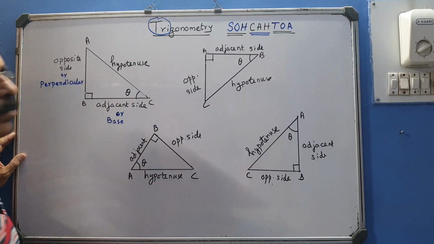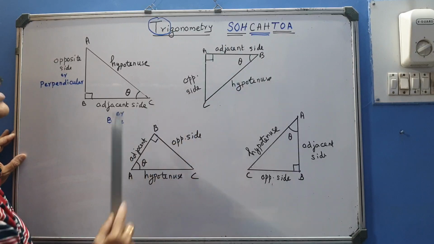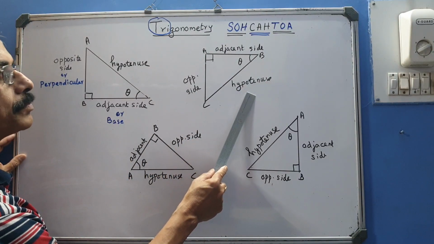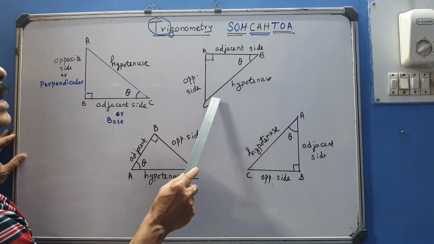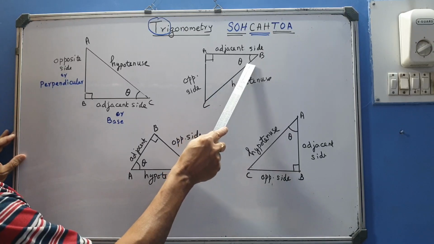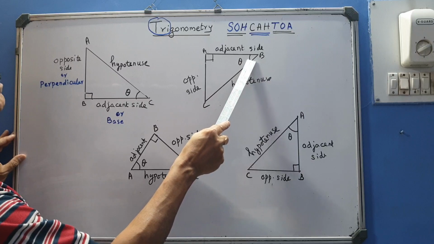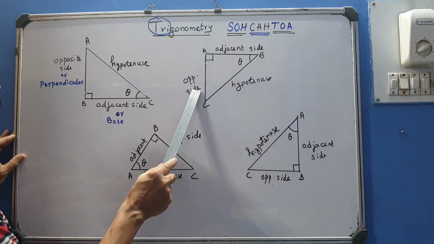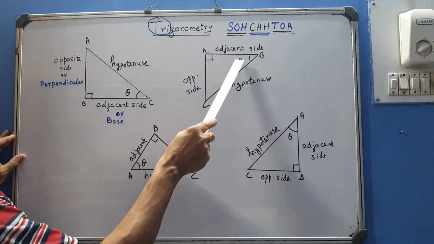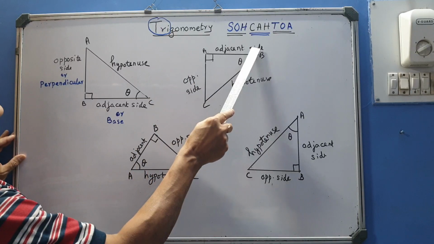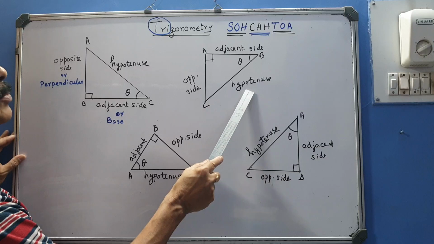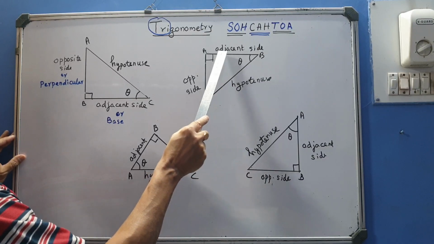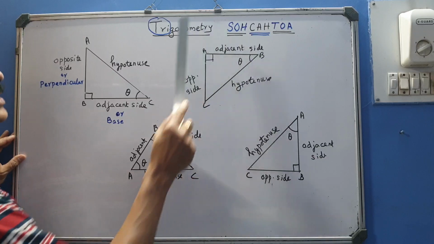Let's see the second diagram. The diagram is like this, with 90 here. The side which is opposite to 90 is called hypotenuse. There are two acute angles, angle B and C. If I consider angle B as theta, the side which is opposite to theta is AC. So AC is called the opposite side, and the third side, which is close to theta, is called the adjacent side. So opposite to 90 is hypotenuse, opposite to theta is called the opposite side, and the side which is close to theta is called the adjacent side.